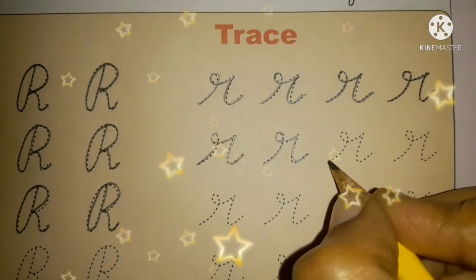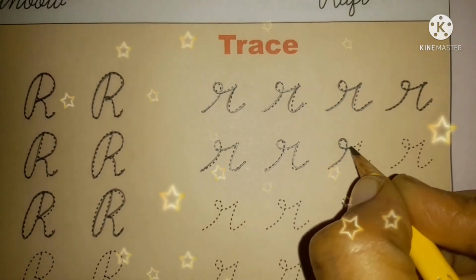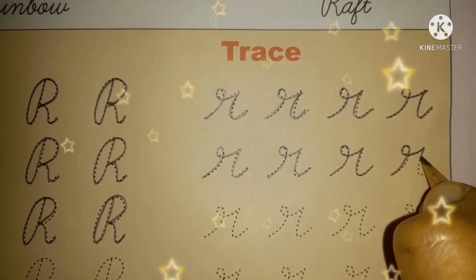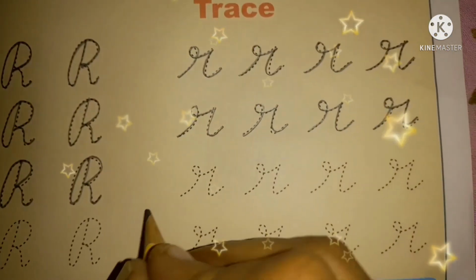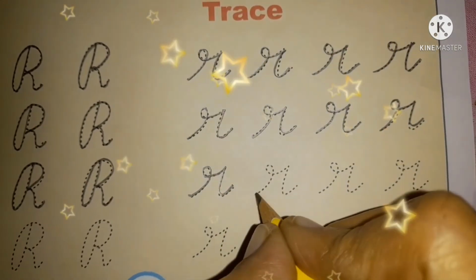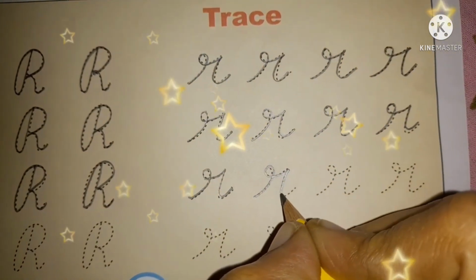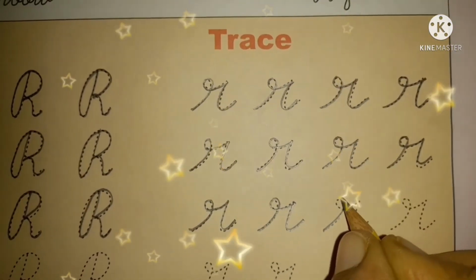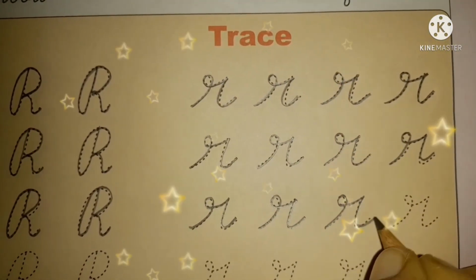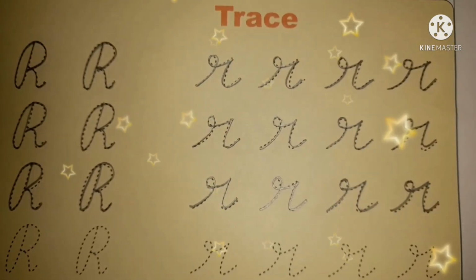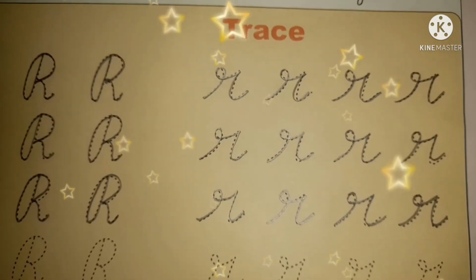R for rose. You all know rose. R for rabbit. You all know about rabbit. Rabbits like to eat carrots. Okay. R for rubber. You have a rubber to erase your pencil marks if you have written wrongly. R for rubber. Okay, so think of other words that you know that start with the letter R.